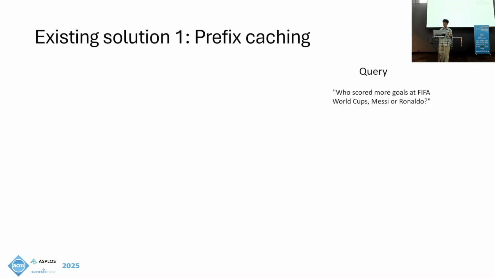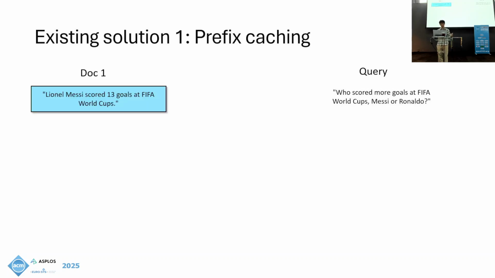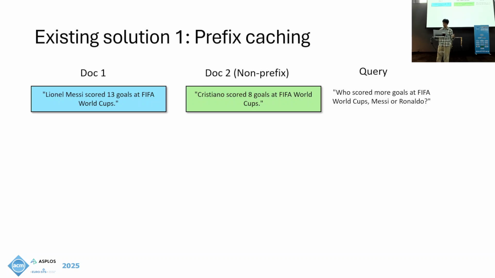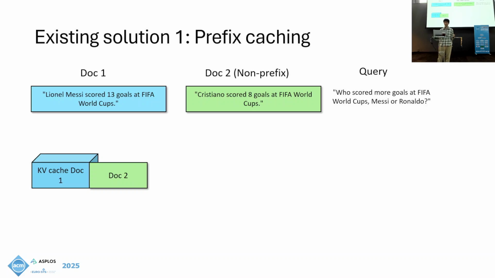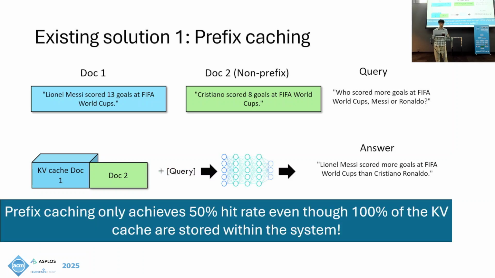For example, assume there's another query like, who scored more goals at the FIFA World Cups, Messi or Ronaldo? Probably we still need the document about Messi, but in addition we need the document about Cristiano. Let's assume the LLM has seen these documents before and we have already stored their KV caches. In this case, we can still reuse the KV cache of document 1 because it's still a prefix. However, the KV cache of document 2 can no longer be reused because it's no longer a prefix. So even though we have 100% of the KV cache within the system, we can only achieve a 50% cache hit rate. And as the number of documents increases, the hit rate will decrease accordingly.